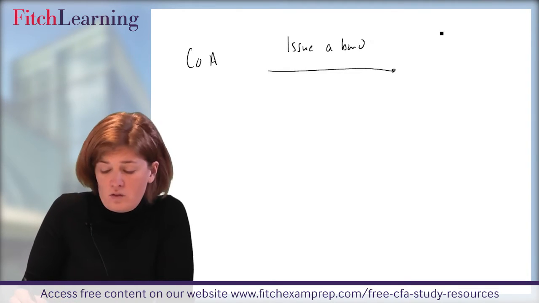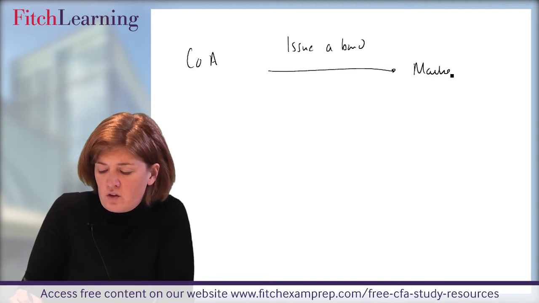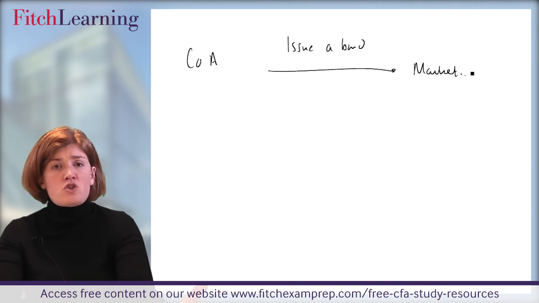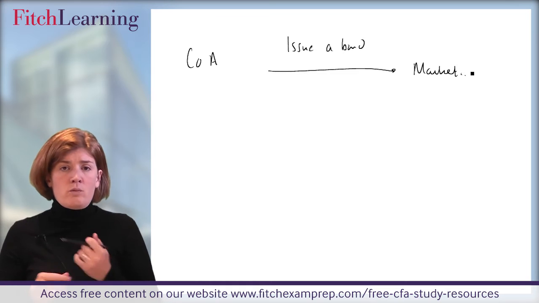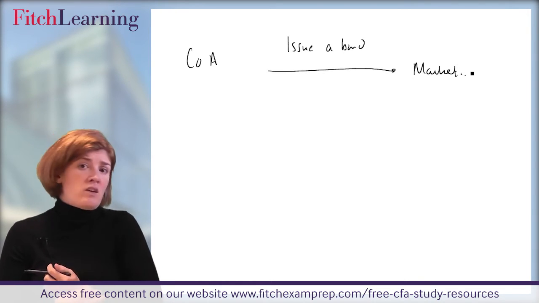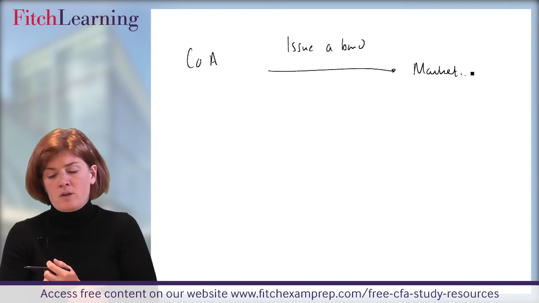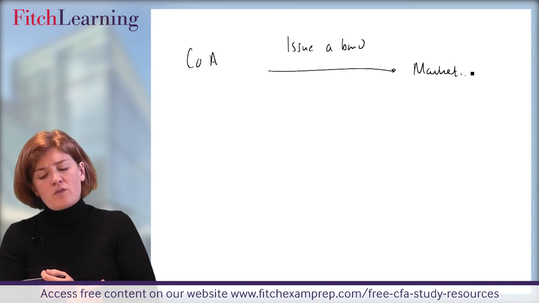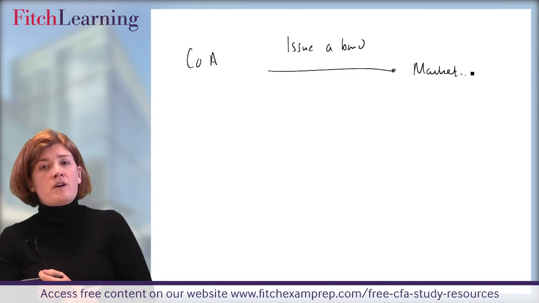And we'll say that they issue the bond to the market. So they're going to issue that to institutions like pension funds, and normally those pension funds will buy them via their brokers, or it could be hedge funds, it could even be individuals that may buy the bond.